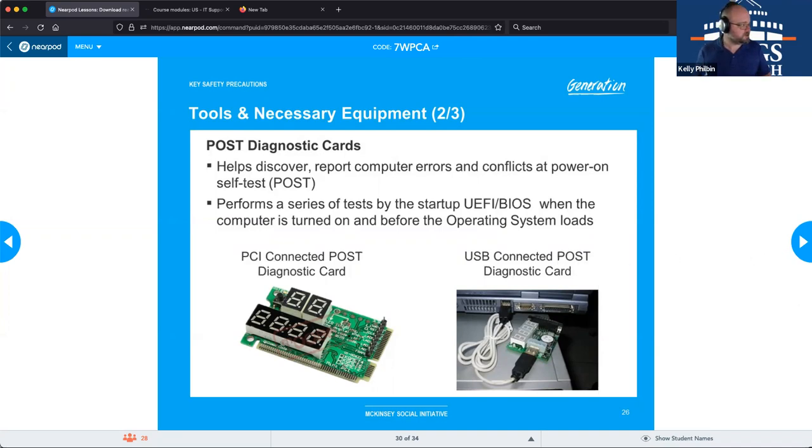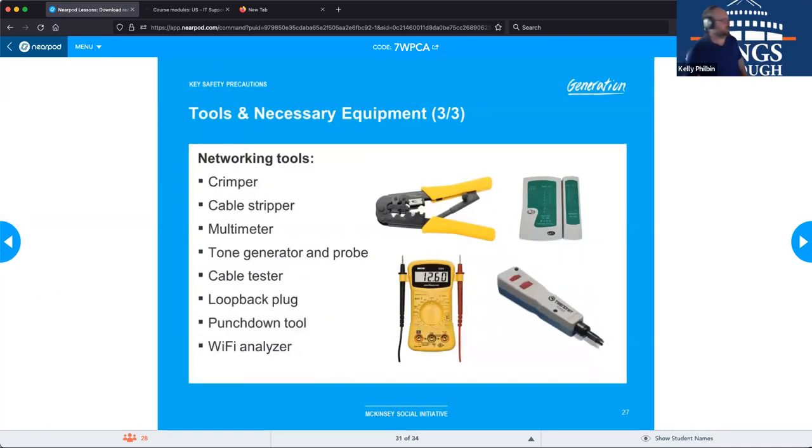That's our post diagnostics card. We're just going to finish up real quick and then we're going to take our break and then we'll come back. So we only got like two or three slides left. All right, other tools. These are our networking tools. You will see these again.